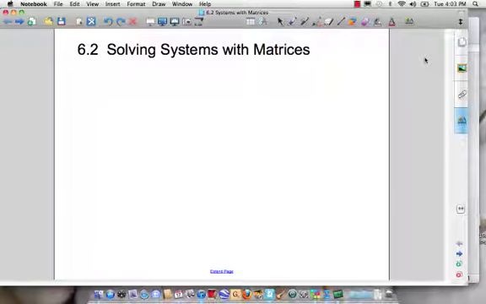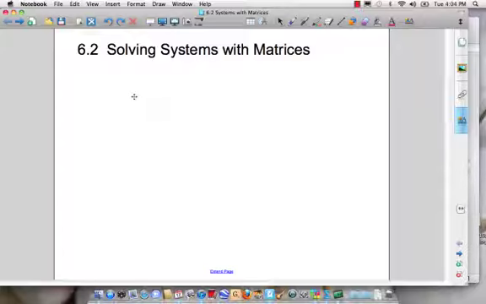This tutorial will prepare you for section 6.2 in your textbook, which covers solving systems of equations using matrices. During the course of this video, you're going to review how to solve systems using a method you've learned before, and then you're going to learn how to represent those systems with matrices. In class, I'll show you how to solve those systems.